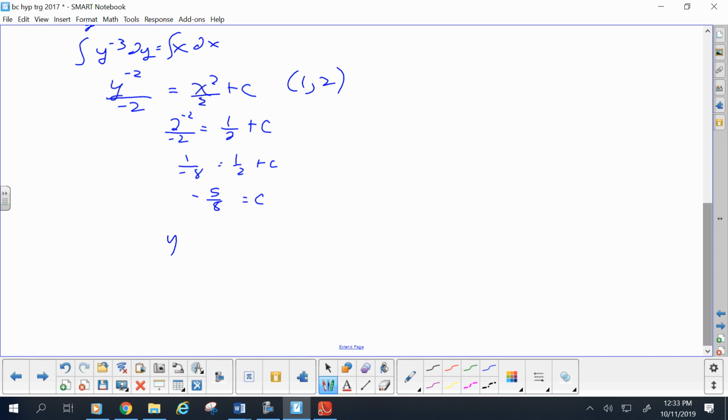So now my equation is y to the negative 2 over negative 2 equals x squared over 2 minus 5/8, yeah? Yes. Okay, what then did you do? Did you deal with the y to the negative 2 or deal with the dividing by negative 2? Let's move this first, shall we? Y to the negative 2 equals, when I multiply this by negative 2, I get negative x squared. When I multiply this by negative 2, I get positive 5 over 4. Do you agree with that? Okay? Here's where a common algebra or numeric mistake is made.